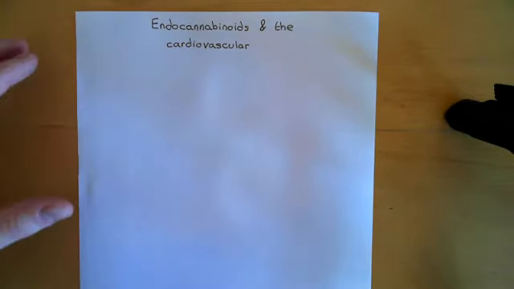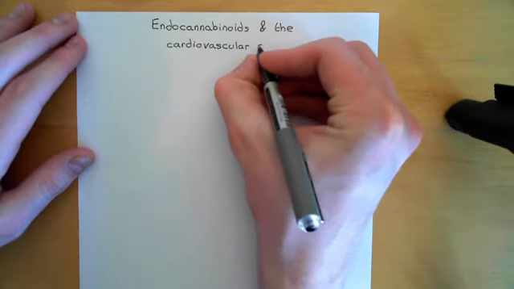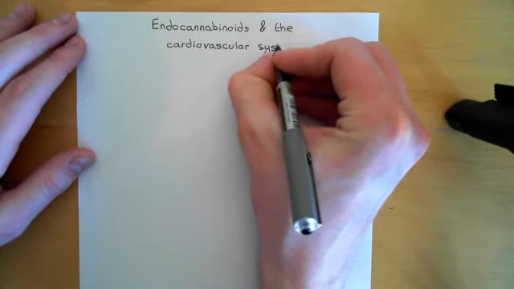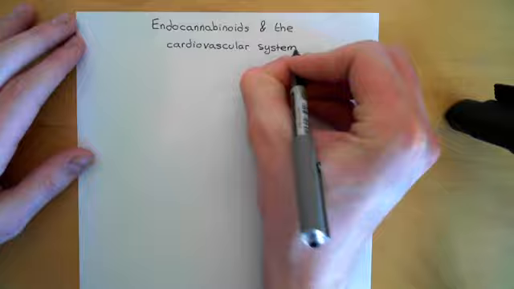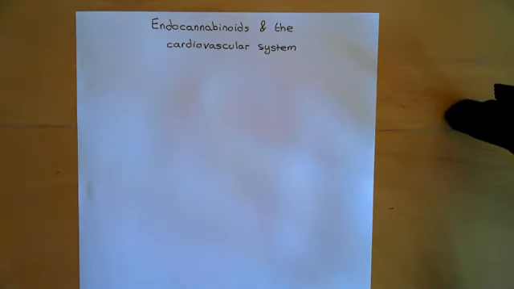Okay, and then what we'll discuss is what's the role of the endocannabinoids in the cardiovascular system. Okay, and this is still quite controversial, but we'll gradually build up a picture of what potentially their role is, and as we'll see towards the end, their role seems to be far more important in pathophysiology than physiology.